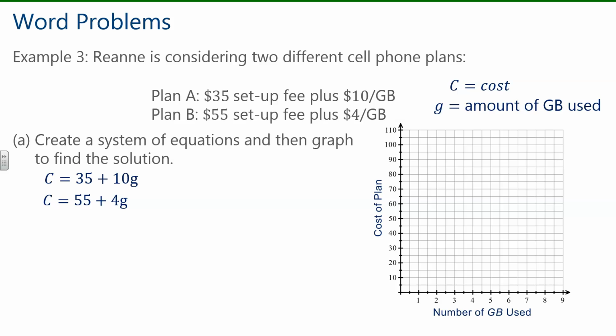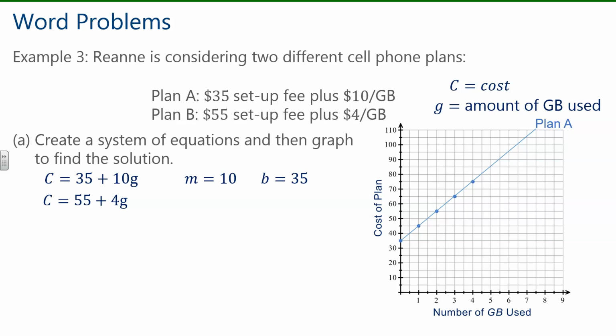Now on the x-axis, I have the number of gigabytes used, where every 2 blocks represents 1 gigabyte. And on the y-axis, I have the cost of the plan, where every block is $5. So now for the first equation, I note that the slope is 10 and the y-intercept is 35. So let's put a dot here on the y-axis at 35, and for a slope of 10, I'm going to go up 2 blocks and then over 2 to the right, giving me this point here. So I can continue to do that a few more times and then connect the points. Now let me label that plan A.